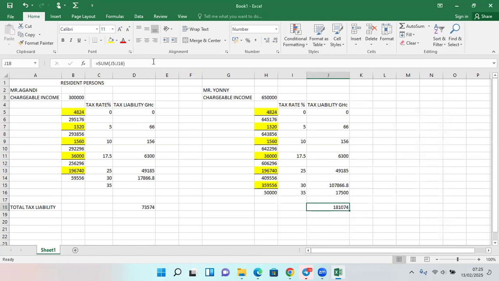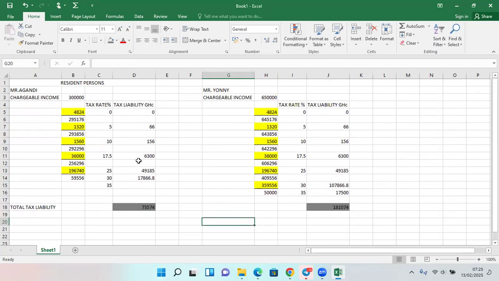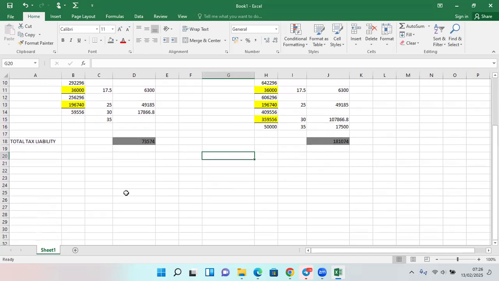So this will be for Mr. Gandhi. Right. So you can see that therefore the tax liability for Mr. Gandhi is 73,574, and also the tax liability for Mr. Yoni is 181,074 Ghana cedis, and you are done.